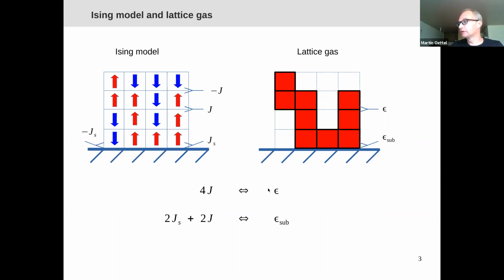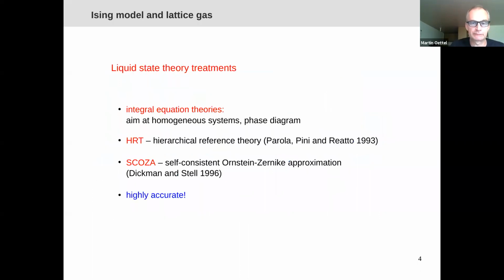And then if you try to match the partition functions of these models, then you find actually the energy scale or the interaction energy parameter of the Ising model is related to the lattice gas next neighbor interaction by this simple formula, and also the substrate interaction. So therefore, it depended on the taste of the researcher, whether he or she investigated the Ising model or the lattice gas model. So these are really the same models. But again, from the fluid perspective, the lattice gas is more natural, I would say.